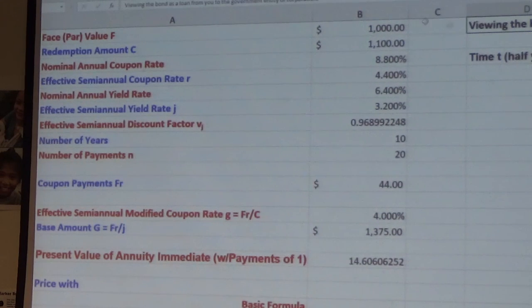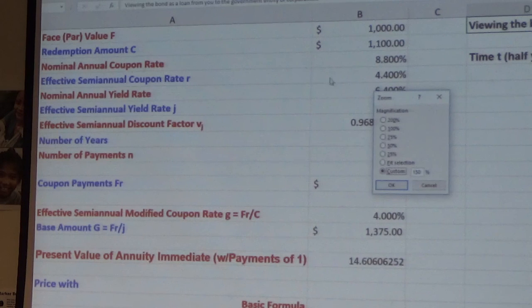I probably should make this a little bigger. So what I'm going to do here is I'm going to emphasize a number of things.